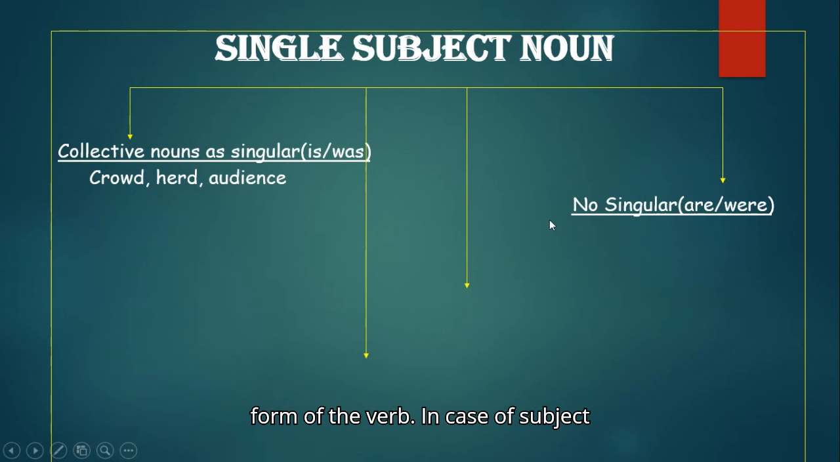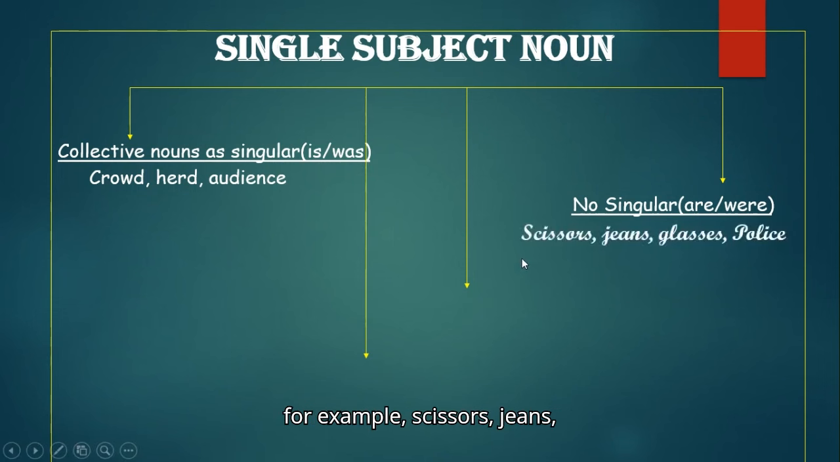In case of subject nouns that do not take singular forms, the verb that always goes with them is the one that goes with plural nouns. So for example, scissors, jeans, glasses, police. These words always occur in pairs or in greater numbers. For example, I would not say my scissors is lost, I would say my scissors are lost.